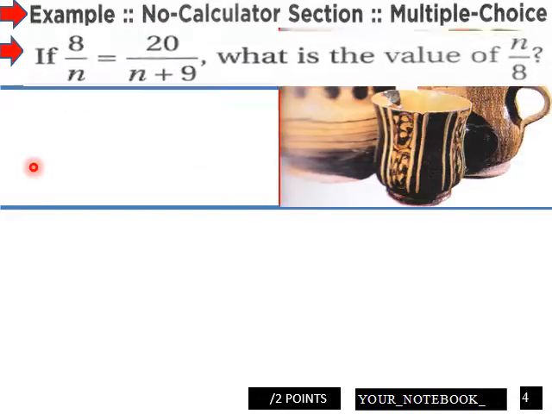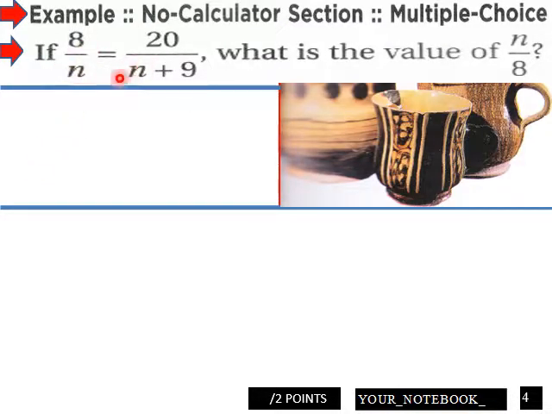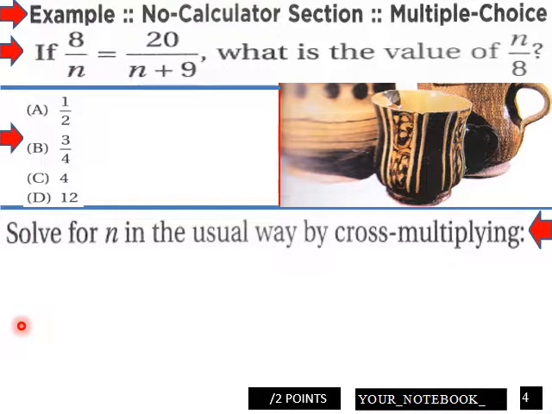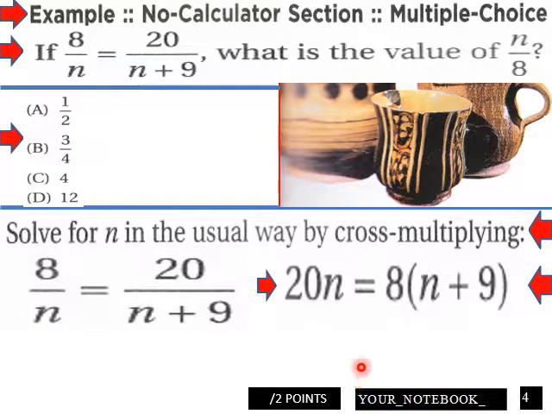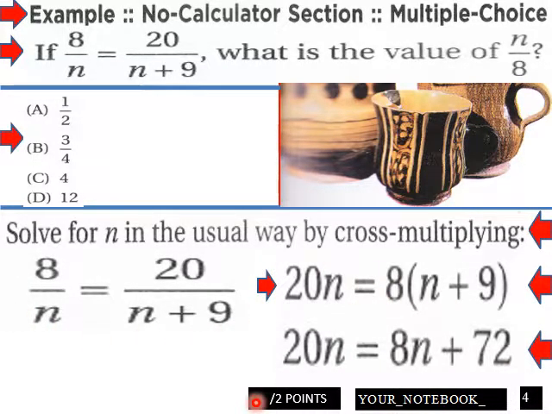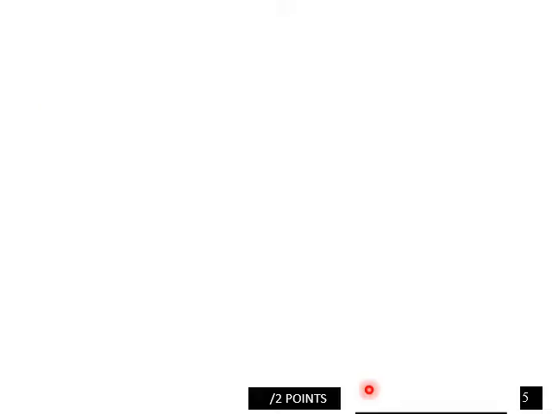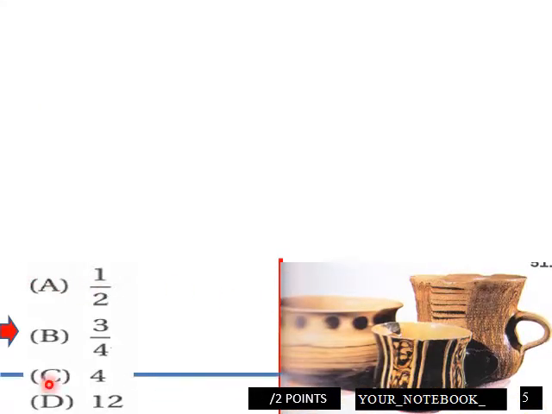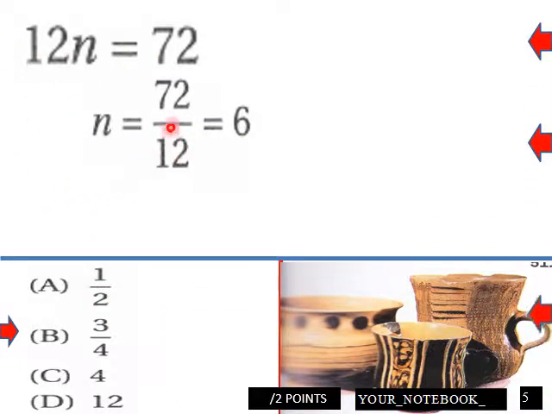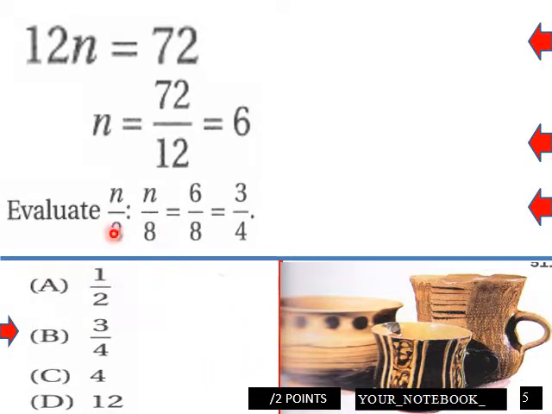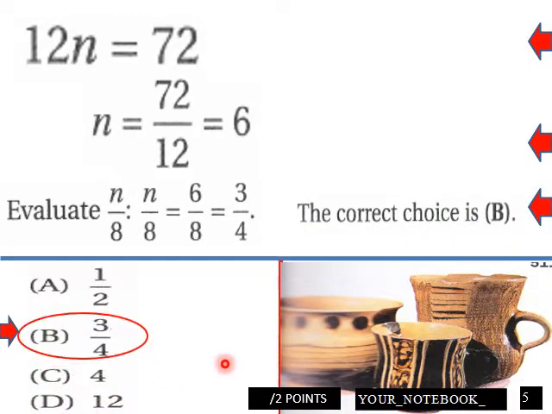No calc section, multiple choice. If this equals that, what is the value of n over 8? Here's our possibilities here. Solve for n in the usual way by cross multiplying. We get this expression here. We get that. 12n equals 72, so we get 6. And then evaluate n over 8, so n over 8 would equal 3/4. Correct choice is B. So that'd be how that works.